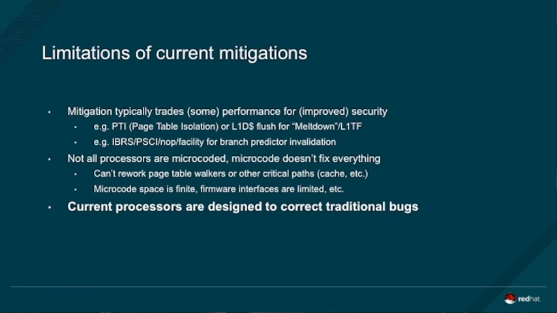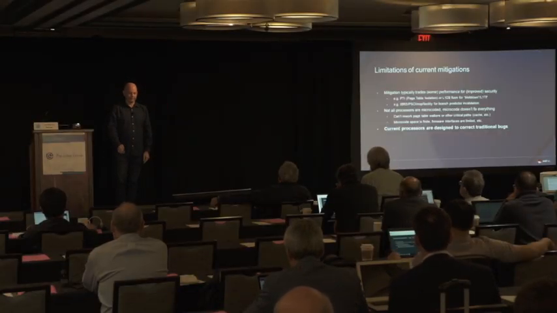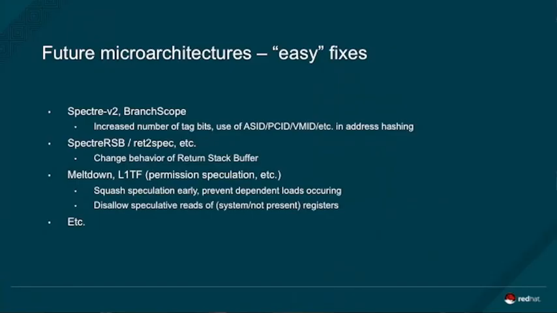So there's a lot of limitations, and we saw that with, for example, Meltdown, where we had to go and modify all the operating systems to split the virtual memory. We couldn't just patch microcode or change processor behavior. So current processors are really designed to correct traditional bugs, not this class of vulnerabilities. So what can we do in the future?